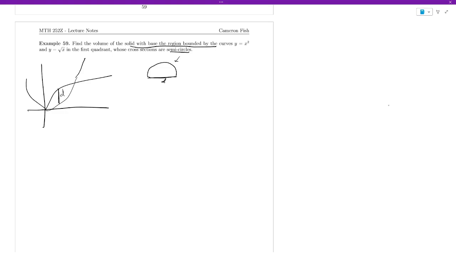Okay, so all I really need to do is find the area of this, and I want it as a function of x, in terms of x. It's a semicircle, so we already know that the area of a semicircle is going to be pi r squared over 2, because it's the area of a circle divided by 2. So I'm going to need this area.